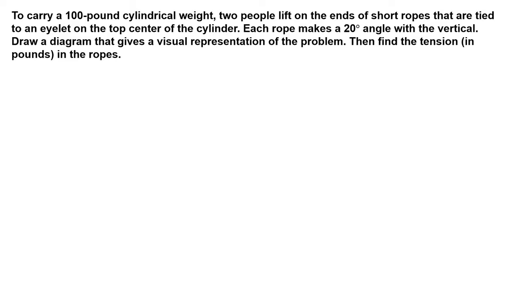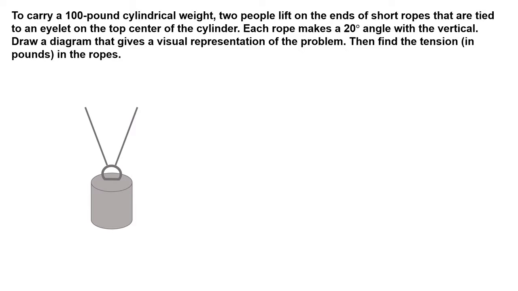To carry a 100-pound cylindrical weight, two people lift on the ends of short ropes that are tied to an eyelet on the top center of the cylinder. Each rope makes a 20-degree angle with the vertical. Draw a diagram that gives a visual representation of the problem. Then, find the tension in pounds in the ropes.